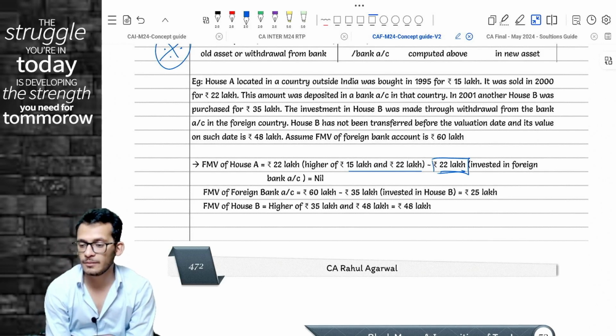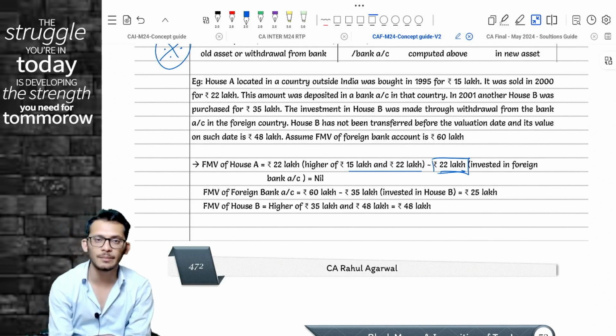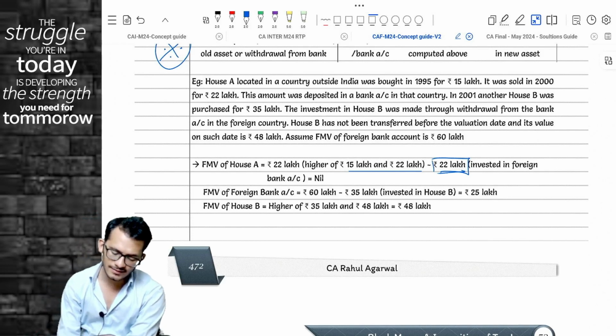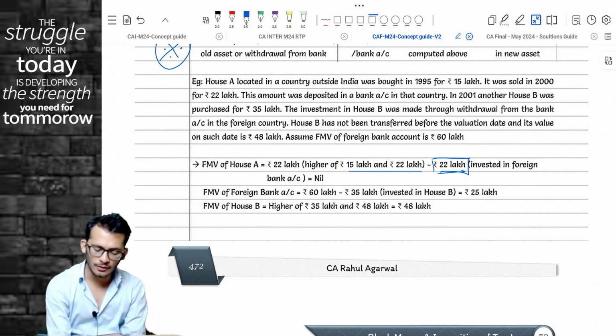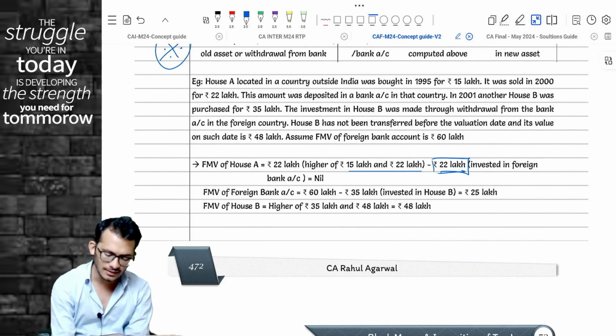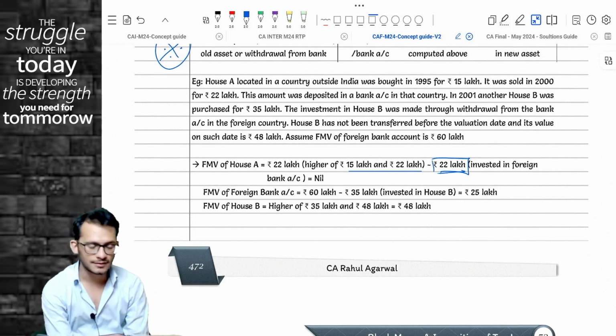You should tax it as a form of asset, because I told you, if the asset is going to be taxed, then the bank amount will not be considered. Yes or no? Yes. Now notice the lines. It says the amount was deposited in a bank account in that country. In 2001, another house B was purchased for 35 lakhs. The investment in house B was made through the withdrawal from the bank. That is what we discussed.